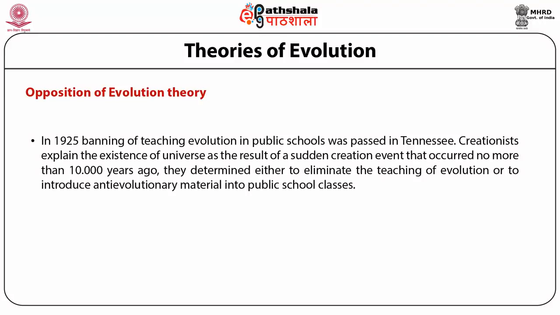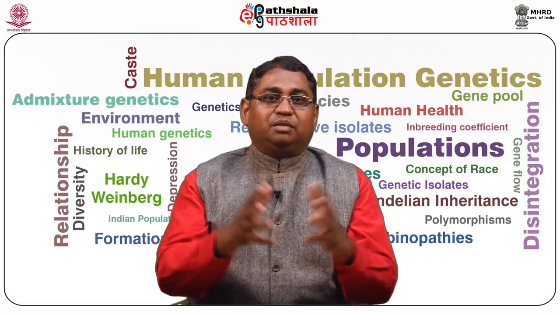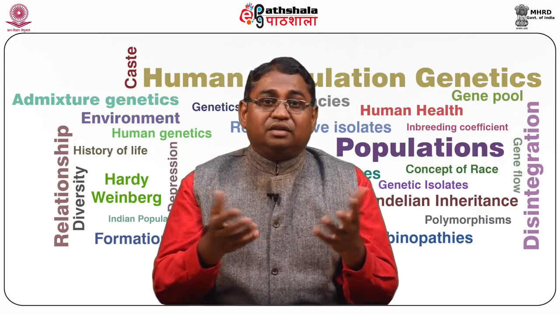In 1925, a ban on teaching evolution in public schools was passed in Tennessee. Creationism explained the existence of the universe as the result of a sudden creation event that occurred no more than 10,000 years ago. They determined either to eliminate the teaching of evolution or to introduce anti-evolutionary material into public school classes. Anti-evolution feeling also remained strong among many politicians, particularly those with strong support from Christian fundamentalists as well as certain other religions. So, students, let us summarize what we have learned in this module.